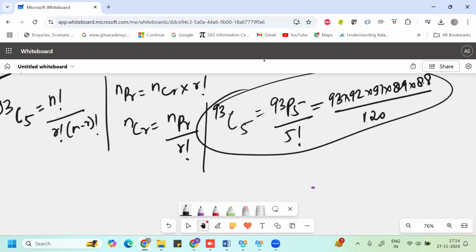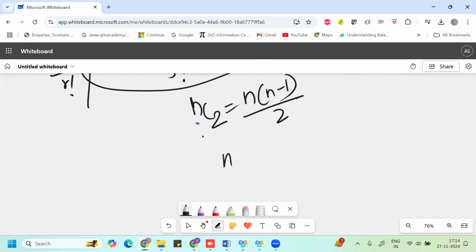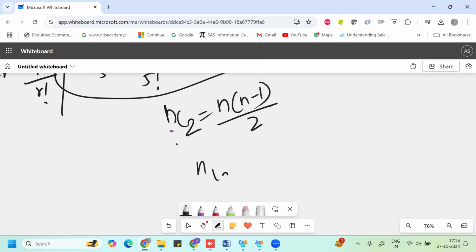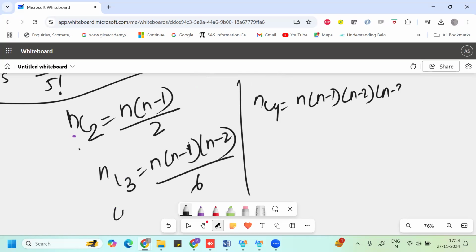So remember this logic. If I'm asking what is NC2, NC2 means n into n minus 1 divided by 2 factorial. If I'm asking what is NC3, the NC3 formula is n into n minus 1 into n minus 2 divided by 3 factorial. If I'm asking what is NC4, NC4 means n into n minus 1 into n minus 2 into n minus 3 divided by 4 factorial.